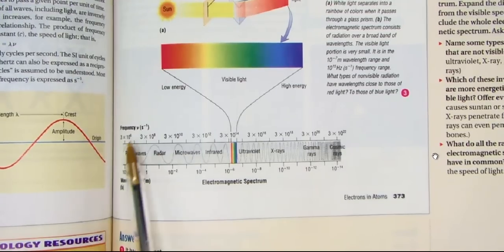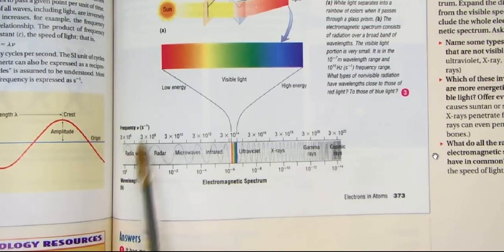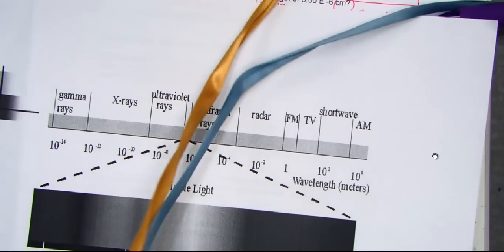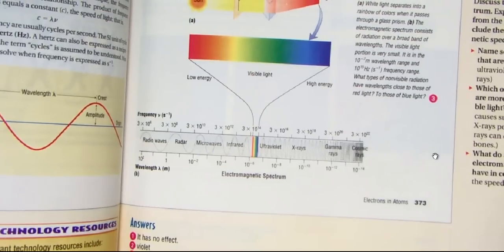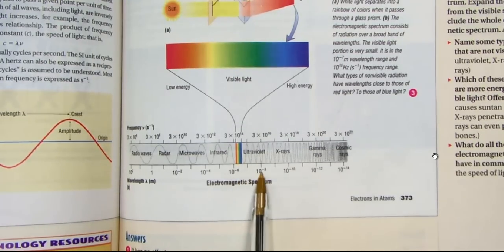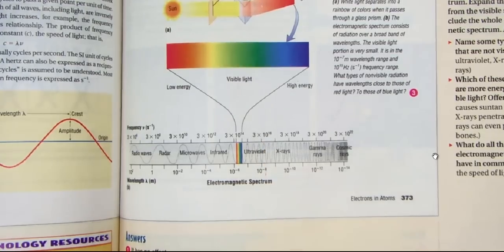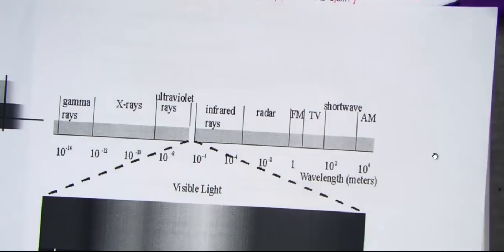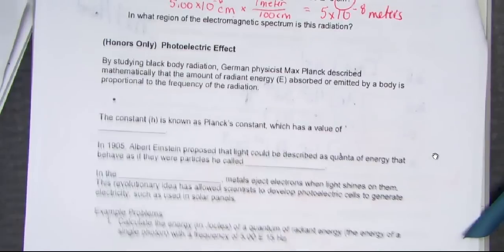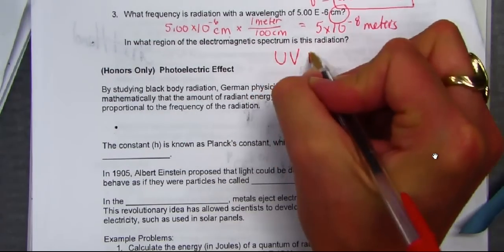A couple of ways we could find this: we could use the frequency we just solved for, or we can look at the wavelength given to us in the problem. The wavelength was 5 times 10 to the negative 8th meters, which falls up here in the UV range. So where we're at in the electromagnetic spectrum would be in the ultraviolet range.